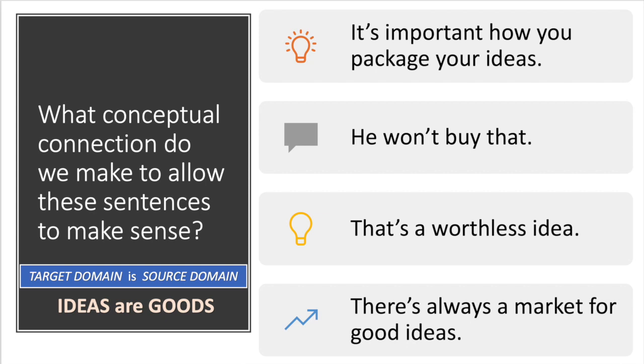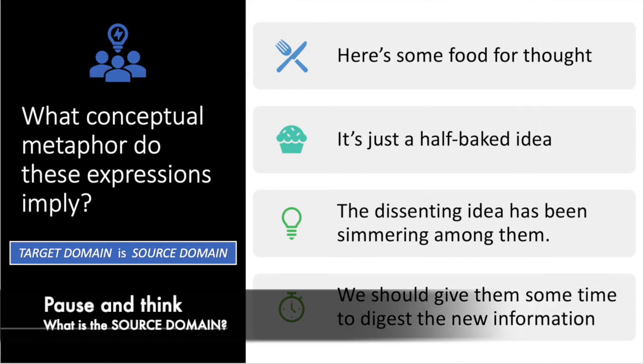So in these examples, the target domain is ideas. We're describing ideas using the language that we use to describe goods or merchandise. A specific target domain is not exclusively paired with a specific source domain. Now let's look at another example.